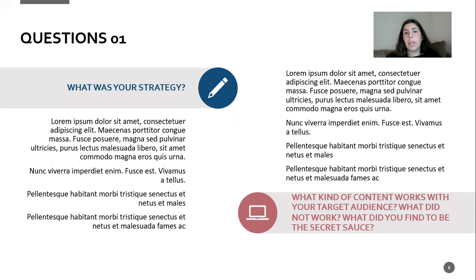Also, the next question asks what kind of content works with your target audience, what did not work, what did you find to be the secret sauce? So the content that worked for our target audience was mainly promotional images outside. We saw a lot of failure with infographics and memes, they were not successful at all.